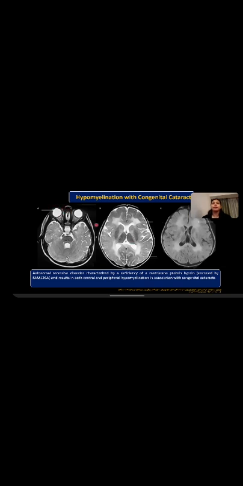Now, this is another case which is taken from literature where we are seeing that the patient has cataract, and apart from diffuse hypomyelination, there is more conspicuous involvement of the periventricular white matter. So, this is a pattern which is seen in hypomyelination with congenital cataract. In addition to congenital cataracts, these children again have peripheral neuropathy as well. So what pattern we have to remember in this is that there is diffuse hypomyelination. In addition, there can be more conspicuous T2 hyperintensities involving the periventricular white matter.